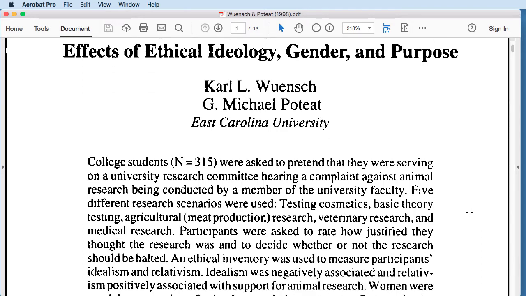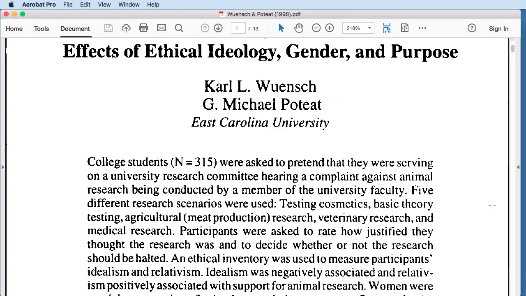So in these contrived scenarios, they ask students, for example, whether the research should be stopped or continued when using cats for testing cosmetics, basic theory testing about brain functioning, for agricultural purposes, meat production, veterinary research, and medical research. And participants were also asked to take an ethical inventory, which measured their idealism and their relativism.